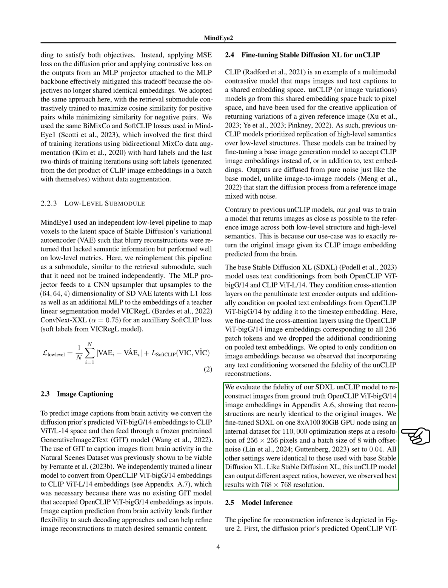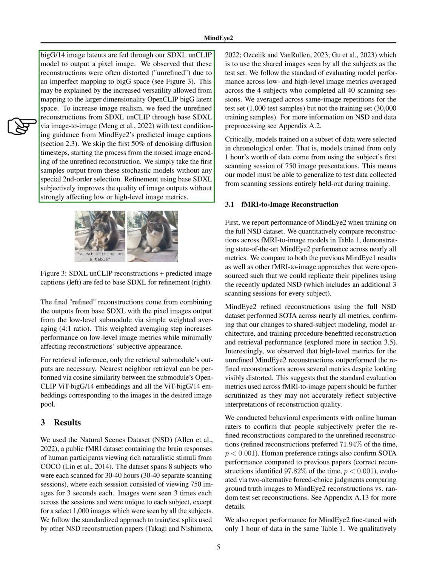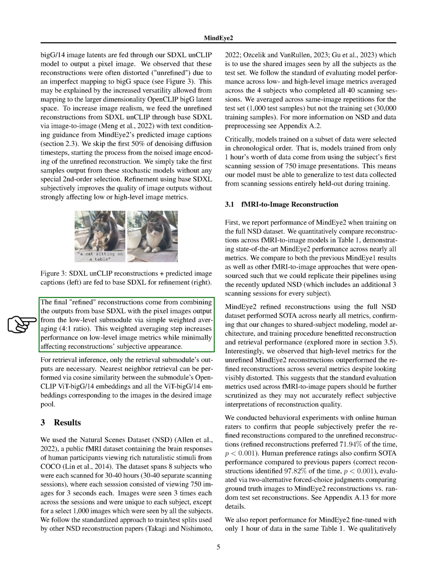The inference process involves feeding the predicted OpenCLIP ViT-bigG-14 image latents through the SDXL unclip model to generate pixel images. To enhance image realism, we further refine these reconstructions using base SDXL with text conditioning guidance from predicted image captions. This refinement step improves the quality of the image outputs without significantly affecting image metrics. The final refined reconstructions are obtained by combining outputs from base SDXL with pixel images from the low-level module through weighted averaging. For retrieval inference, only the retrieval module's outputs are needed. Nearest neighbor retrieval is performed by comparing the embeddings from the retrieval module with those of images in the desired image pool using cosine similarity.